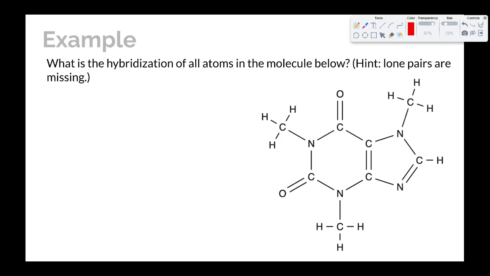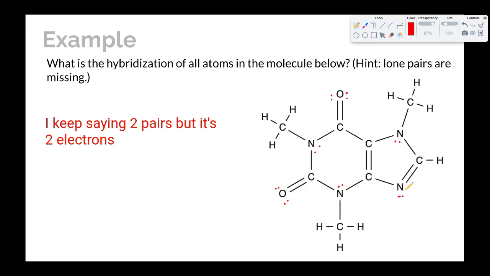This is a complicated one. It's asking for what's the hybridization of all atoms in this molecule below, and some lone pairs are missing. So let's look for places where lone pairs would be missing. Oxygen does not have a full octet. 2 electrons go there. This nitrogen does not have a full octet. Neither does this one. This oxygen needs 2 pairs. This nitrogen needs 2 pairs. That nitrogen needs 2 pairs. I think we've got that covered.